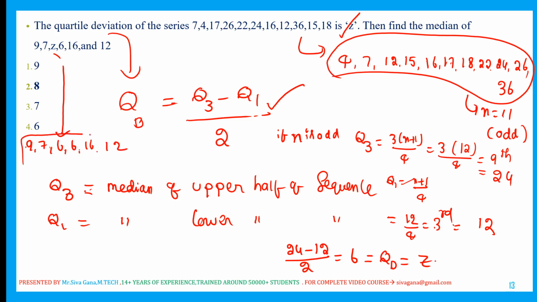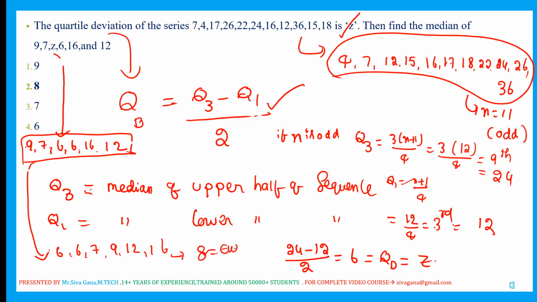Now for these terms we need the median. Again arrange in ascending order: 6, 6, 7, 9, 12, 16, right? How many terms? 6 terms, which is nothing but even.